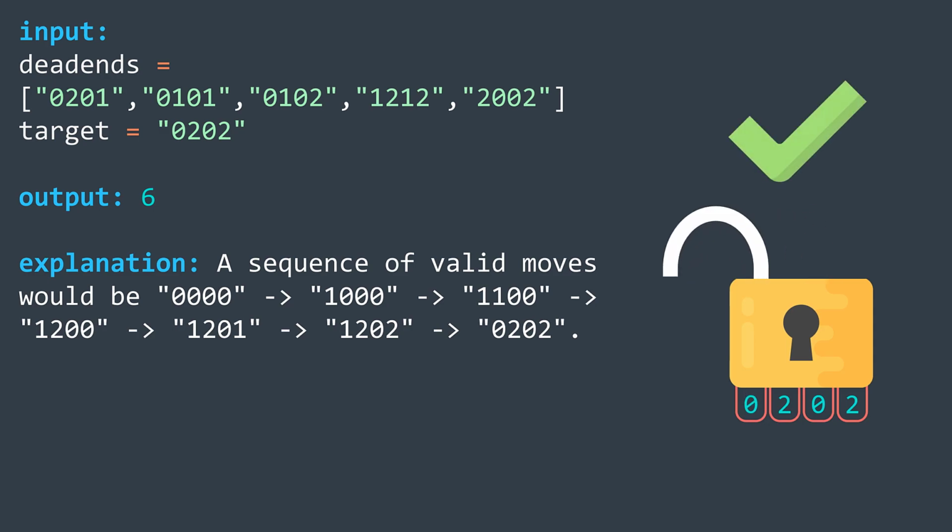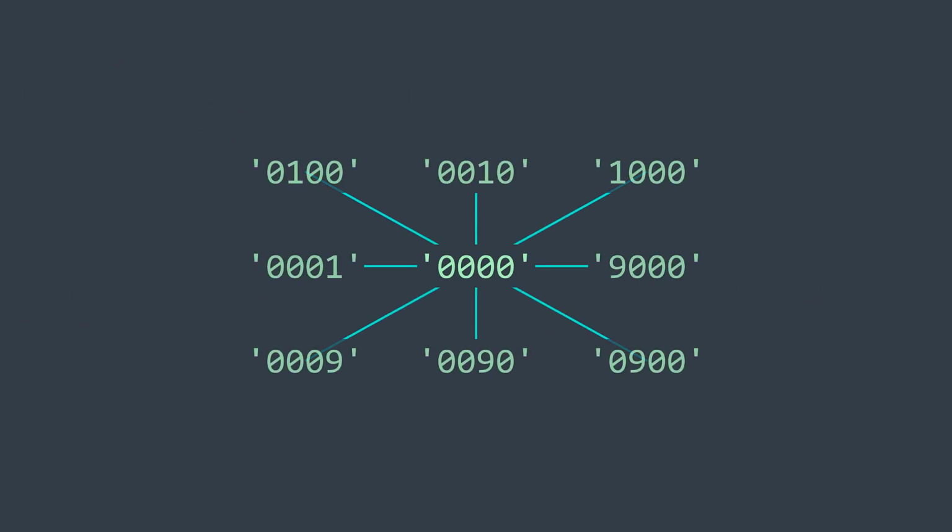What if I tell you that there is a graph hidden here? Yes, there is a graph. Vertices represent different states, and an edge between two states means that we can go from one to the other. For example, with 0000, we have 8 possible moves. Rotate to the front or to the back each one of the 4 wheels. We can go to 1000, 9000, 0100, 0900, 0010, 0090, 0001, and 0009.